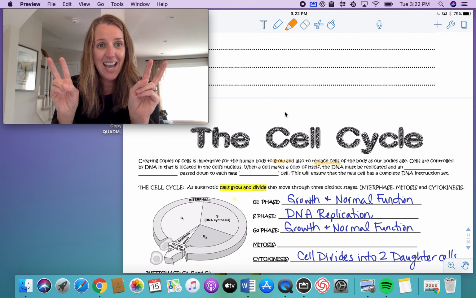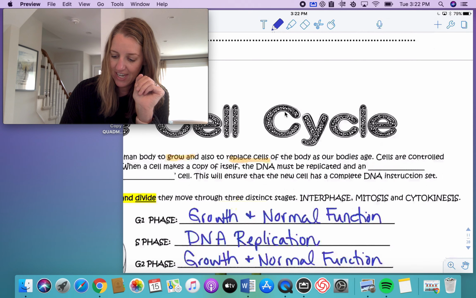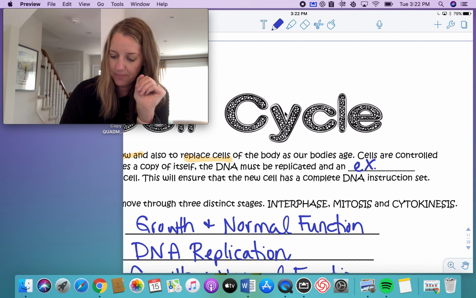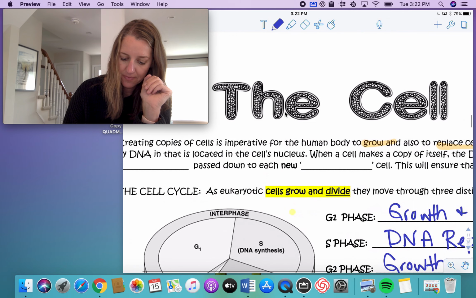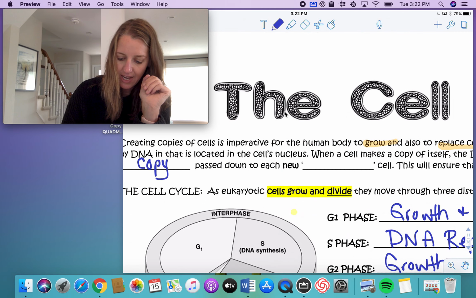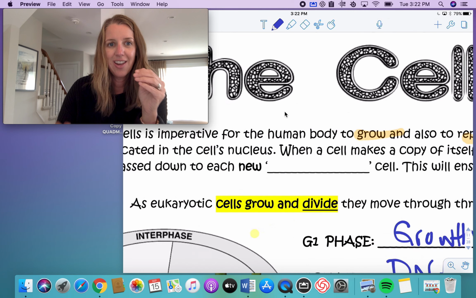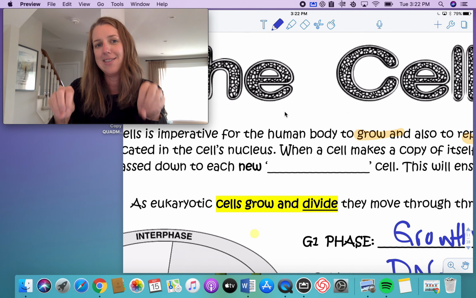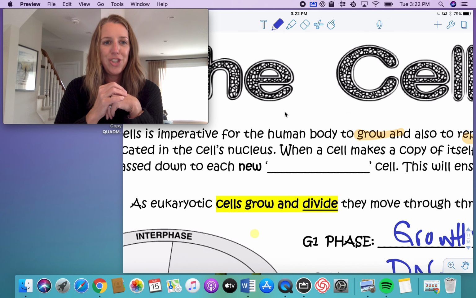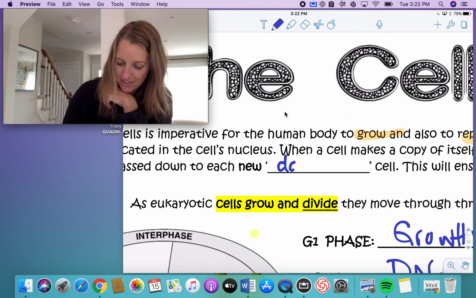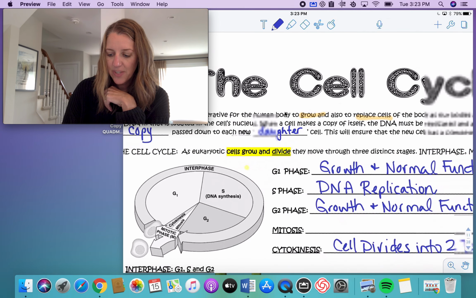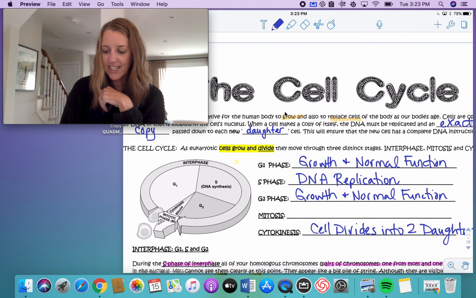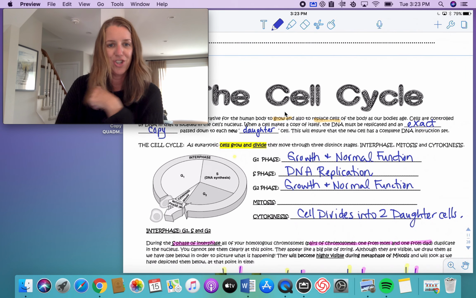And so an exact copy, okay, so let's fill that in or summarize it as you will. An exact copy is passed down to each cell that ends up with, and the name of those cells are called daughter cells. Okay? Daughter cells. This will ensure that that new cell has a complete DNA instruction set.